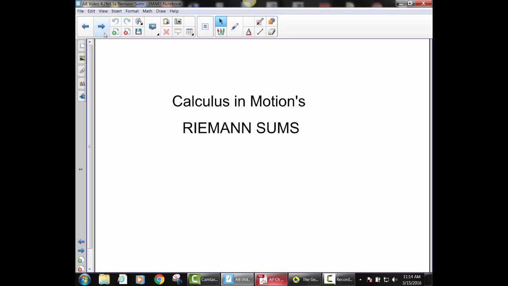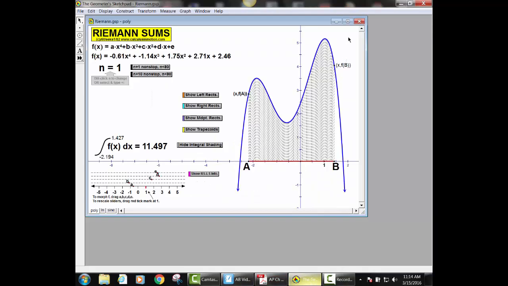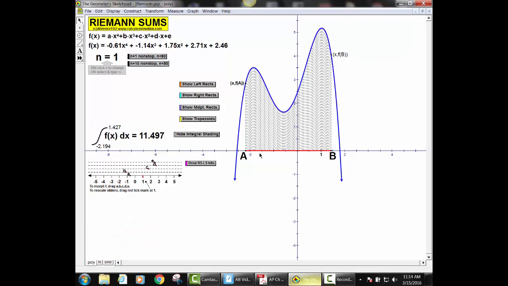4.2/4.3a. I'm going to do these together. So the first thing I want to do is look at calculus in motion to show you an example of what I'm talking about here. So we have this shaded region, bounded on the top by this blue polynomial curve, on the bottom by the x-axis, on the left by a vertical line, x equals, looks like -2.5, and on the right by x equals b. And we're going to approximate that area using a Riemann sum, which is a sum of rectangles.